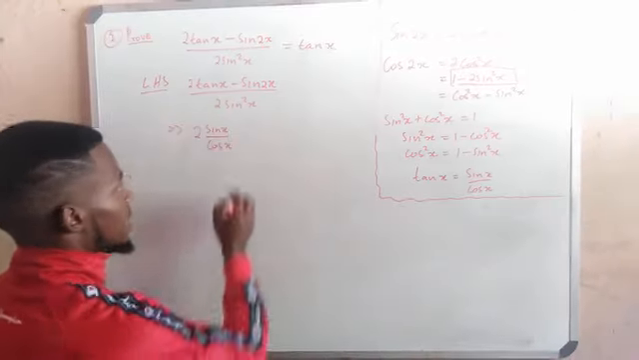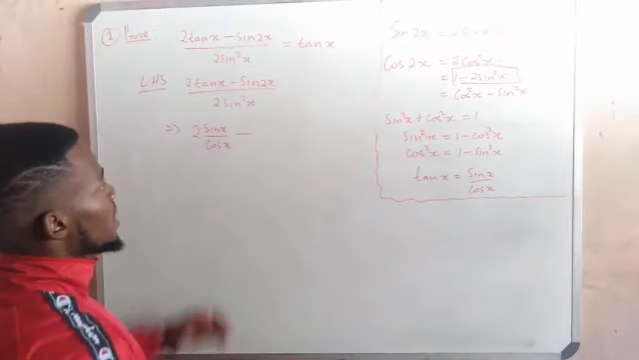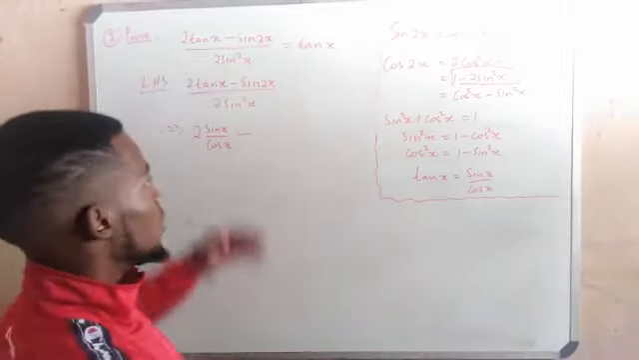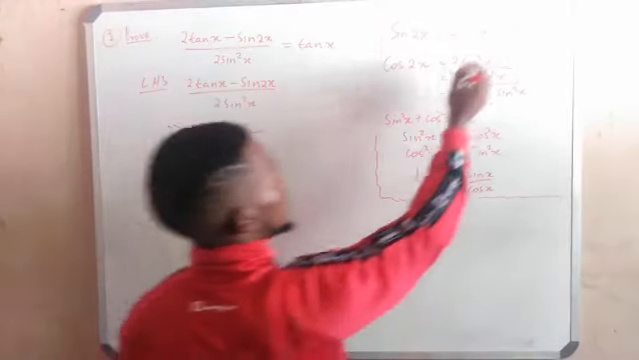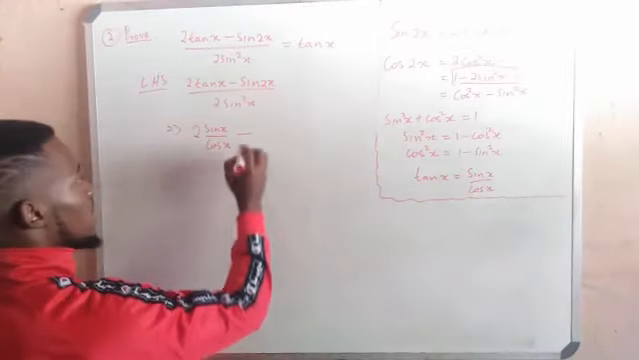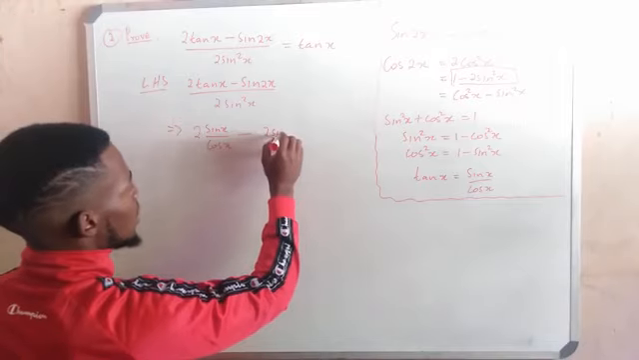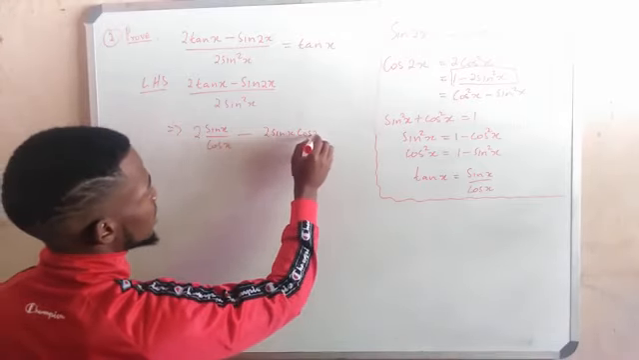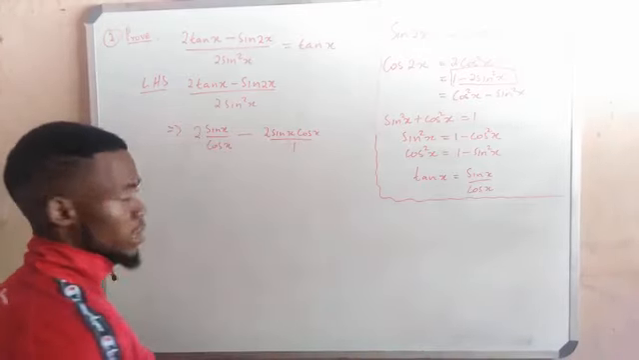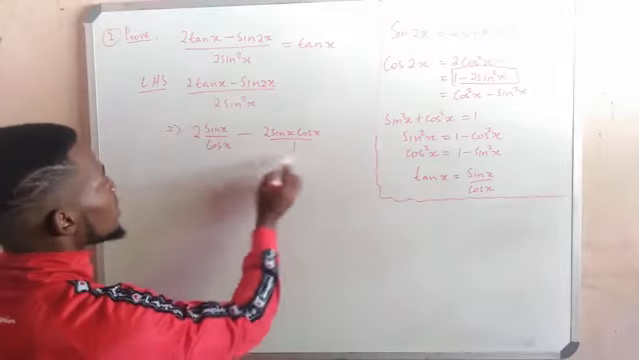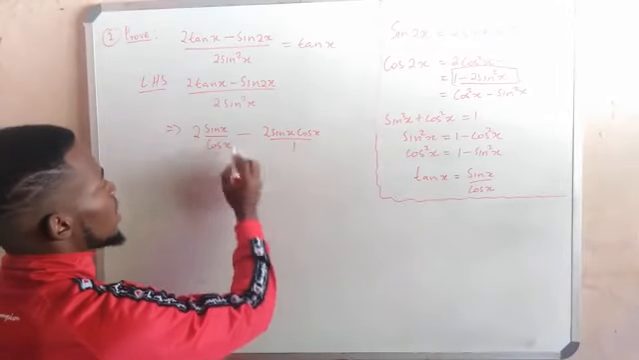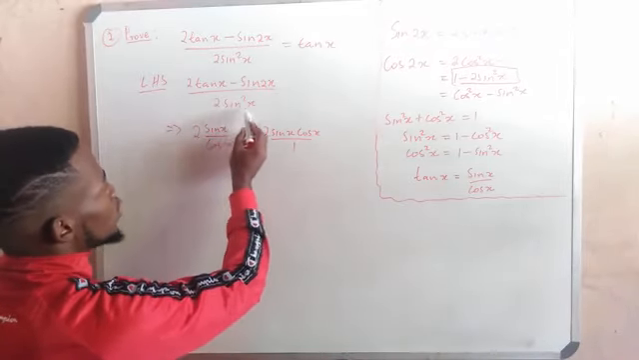This is tan x. Minus, remember now, this is a double angle of sine. We can change it to 2 sine x cos x. This will be 2 sine x cos x, which is still the same as over 1. But this whole thing is being divided by what? Is being divided by 2 sine squared x.